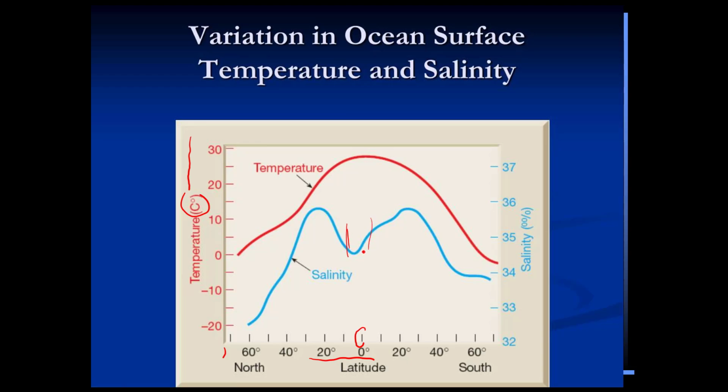In the rainforest, there is a lot of rain coming in, therefore it dilutes the water and you will have less salt relative to the amount of water. In the tropical desert areas, the salt is a little bit higher than other places, and that's because the water evaporates, therefore there is more salt relative to the amount of water.